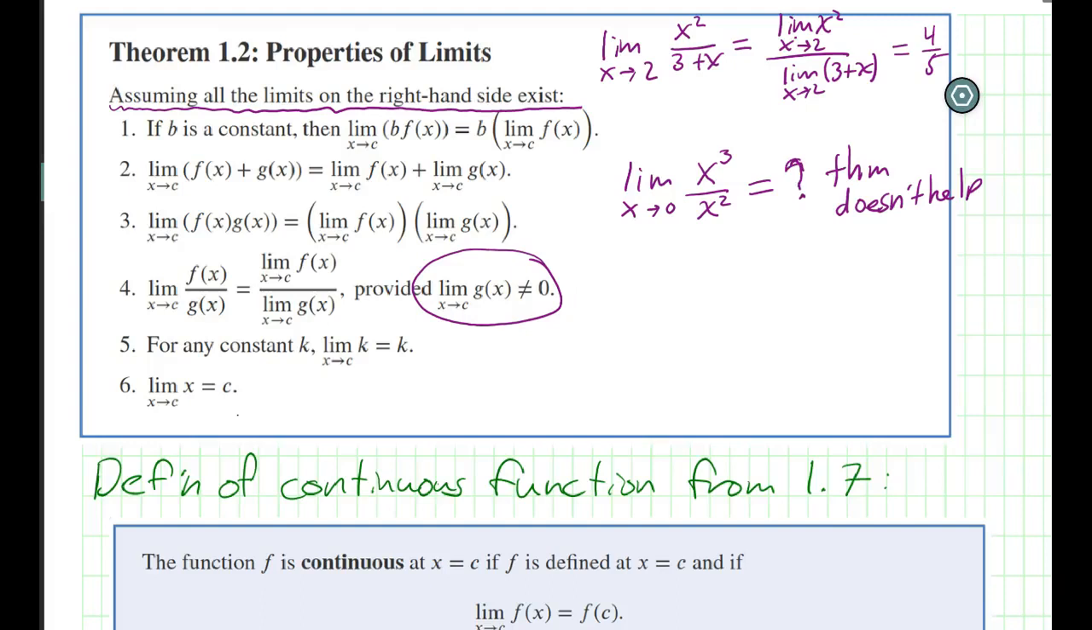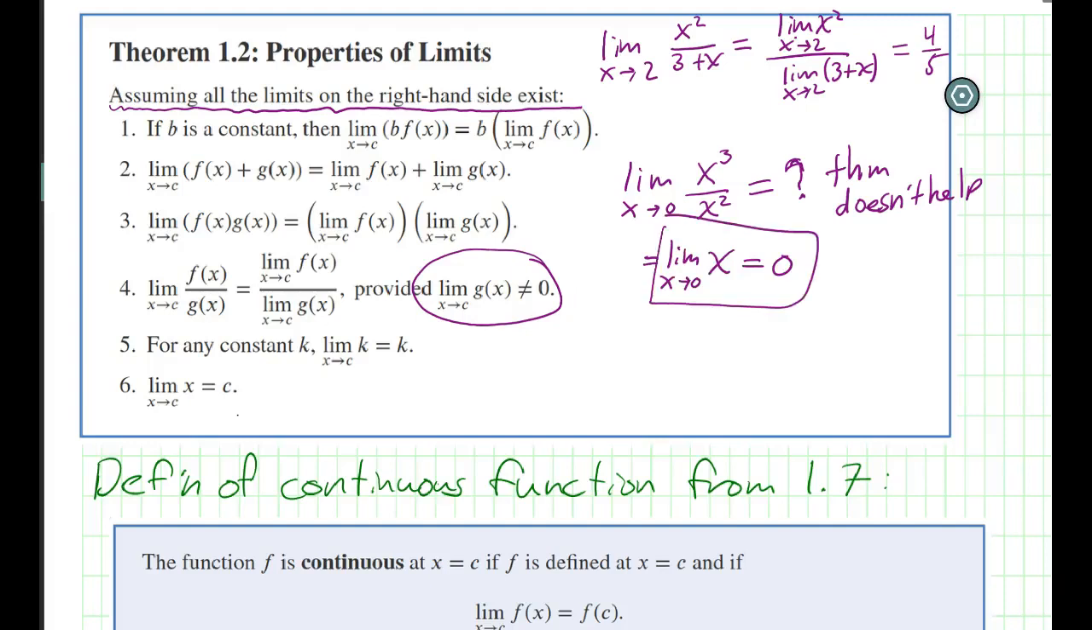So the theorem doesn't help, but you know what? You could just cancel out an x squared in this thing. As long as x is not 0, then x squared over x squared just cancels out. So it's actually just equal to the limit as x approaches 0 of x, and that's just equal to 0.